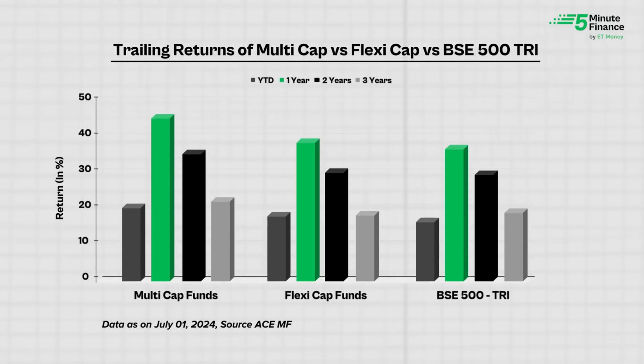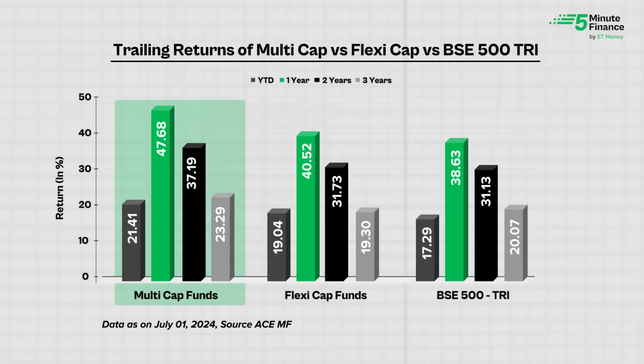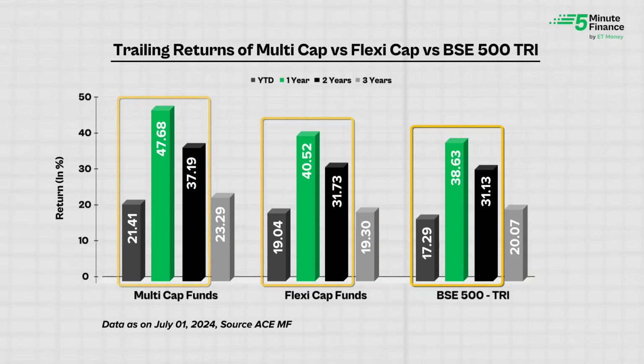As the two categories are relatively new, we don't have much history to compare. We do have old funds in these categories, but their history is not comparable as they had different mandates before SEBI's categorization activity in 2017. So when we looked at the trailing returns, multi-cap funds certainly outperformed both the BSE 500 index as well as the Flexi Cap funds category. In the 3-year period, multi-cap funds have delivered 23% against 19% of Flexi Cap funds and 20% return from BSE 500 TRI. Similar trends can be seen over 2-year, 1-year and year-to-date periods.